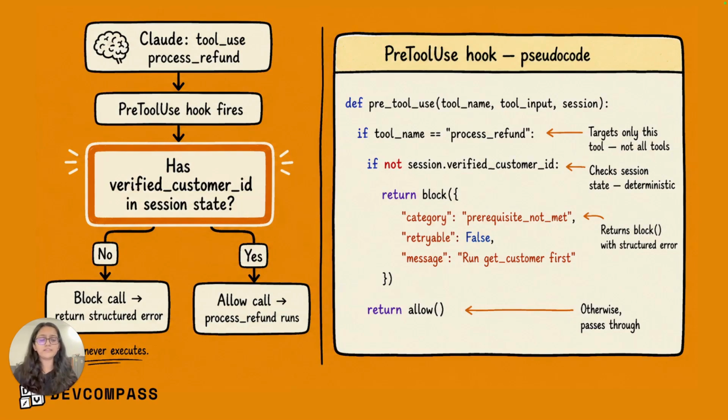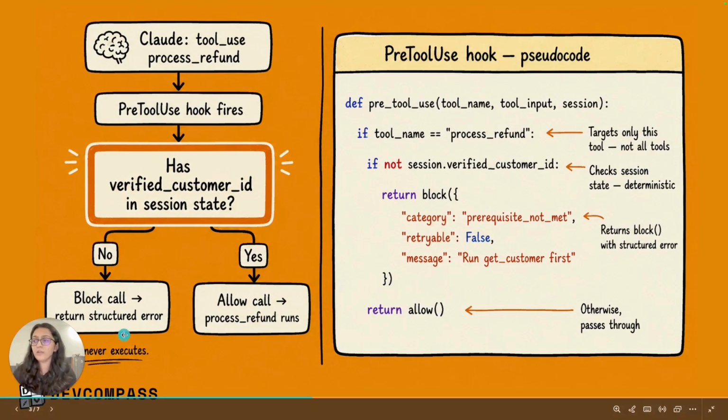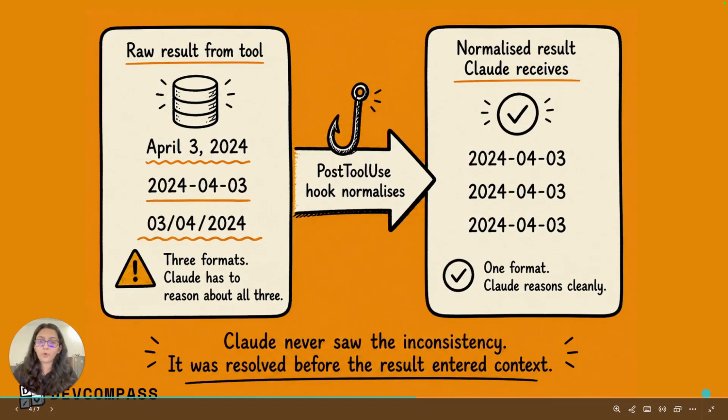This replaces the ad hoc check we built manually in video 3. Same logic, but now it's registered once and runs automatically every time process refund is called, no matter where in your code that call originates from. Now let's look at the PostToolUse hook.